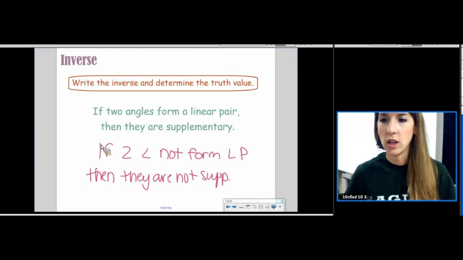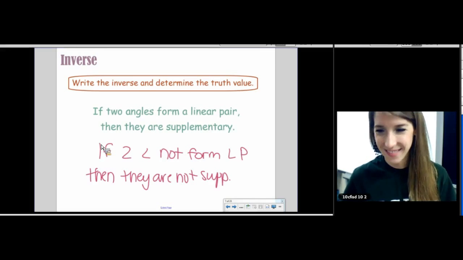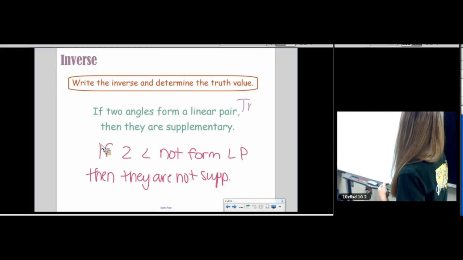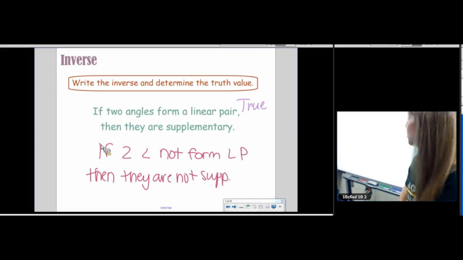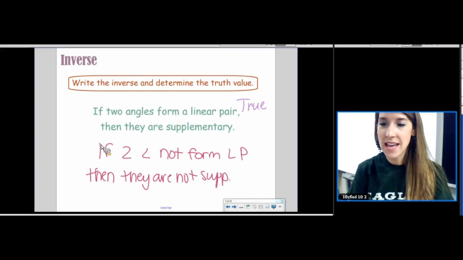The original. If two angles form a linear pair, then they are supplementary. True or false? Everyone type. The original, true. That is actually called the linear pair theorem. All right, now the inverse.